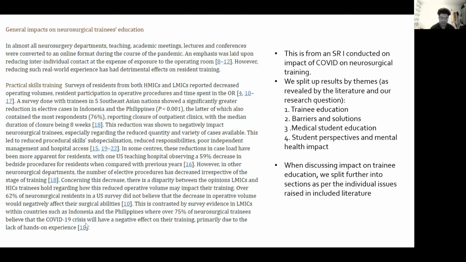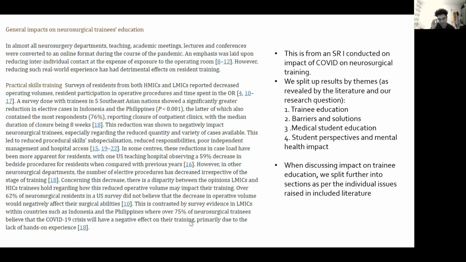We've talked about how residents don't have as much OR time, they don't have as much time to subspecialize and learn hospital management caseload. They just don't have the opportunities. Particularly, elective procedures have gone down, and there's variation between what LMICs and HICs perceived, which was one of our research objectives. So we went into that detail and said, for example, 62% of neurosurgical residents in a US survey didn't believe it would make a difference to their surgical abilities, but in LMICs, 75% said it would have a negative effect.